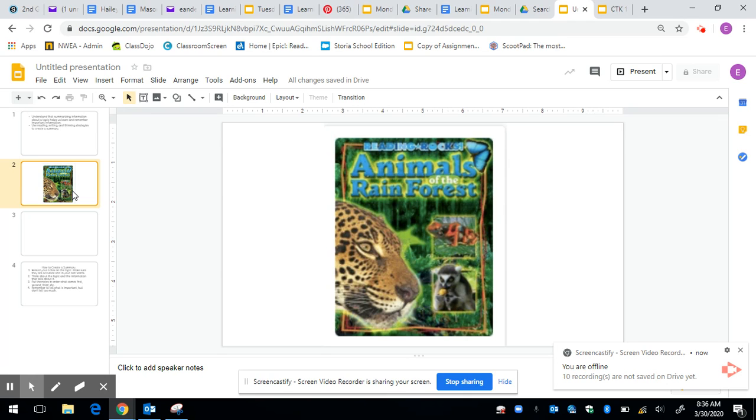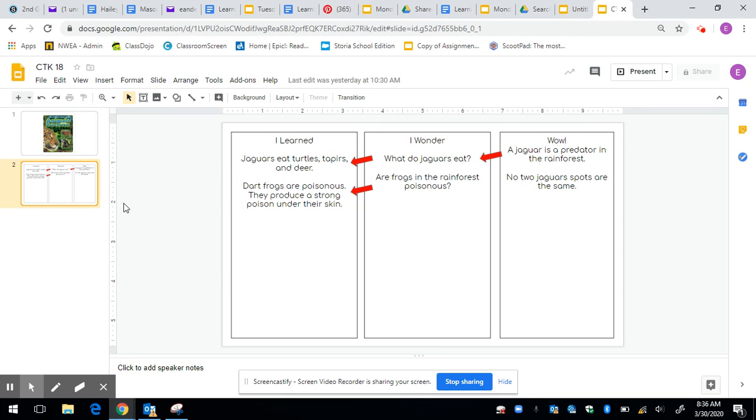So let's review some of the information that we learned from this book. And all of this information should relate to Animals of the Rainforest. Remember, we used this nice little chart. And a couple things we learned is that jaguars eat turtles, tapirs, and deer. And then we also learned about dart frogs and that they're poisonous and they produce a strong poison under their skin. So that's some really interesting information that we learned about our topic. And our big topic then would be those animals that live in the rainforest.